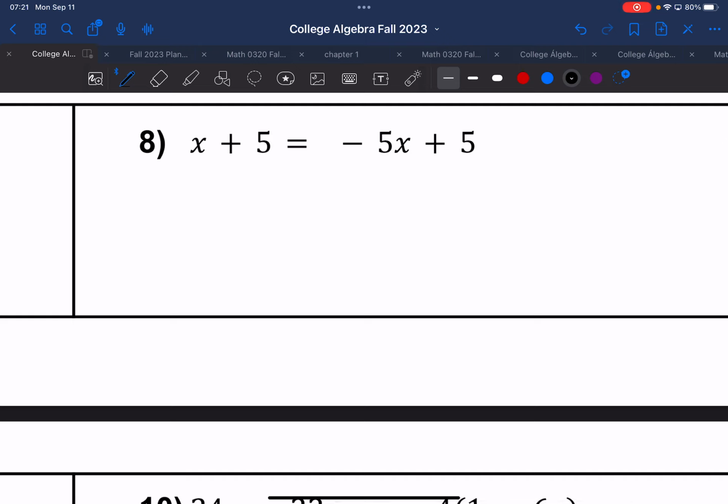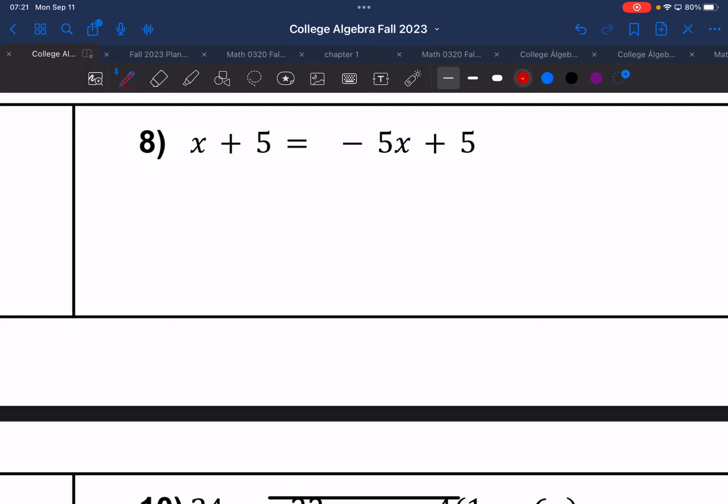Number 8, what do you notice about this problem that's different? Both sides have the x. Good. Both sides have an x and both sides have those constant numbers. So in these type of problems, we're going to have to determine which side we want the x's to go and which side we want the numbers.